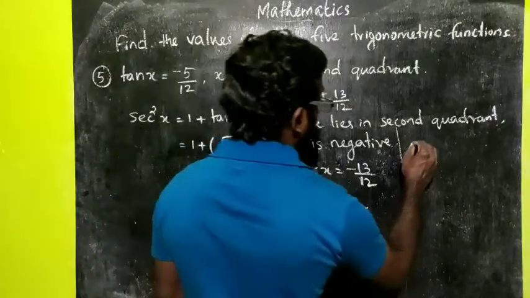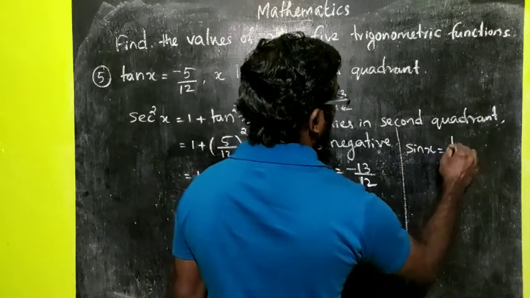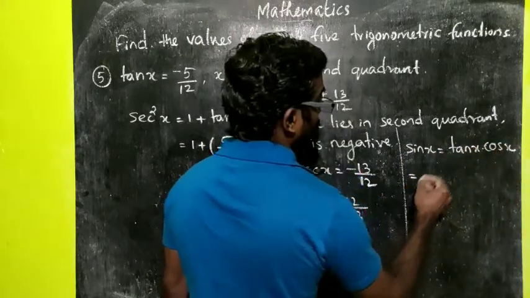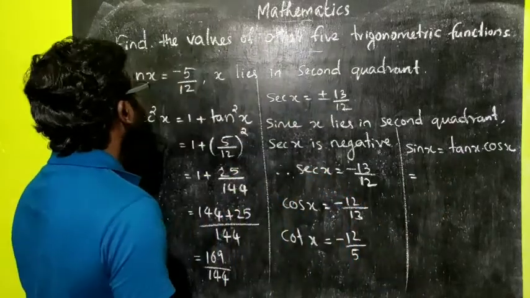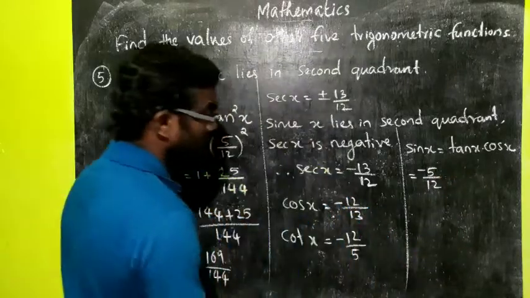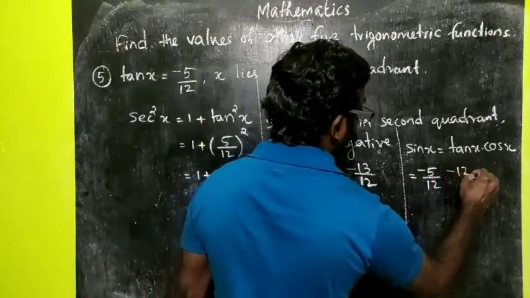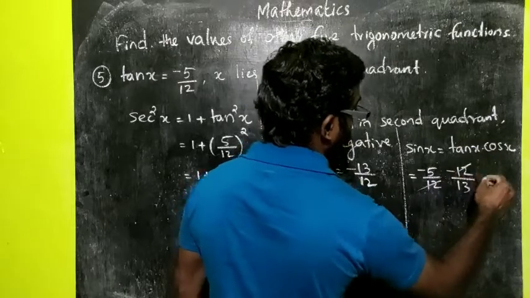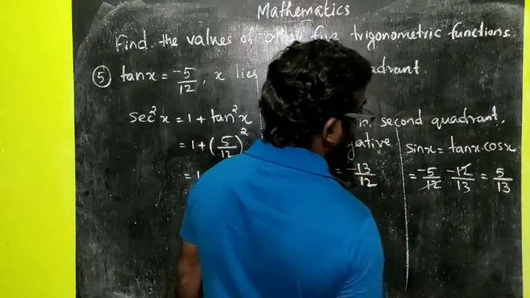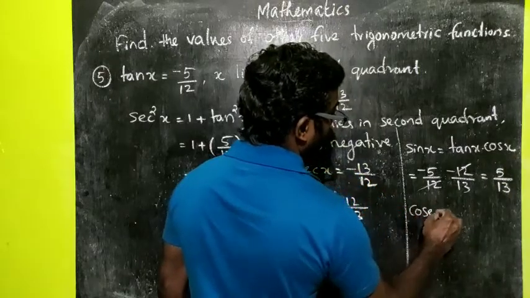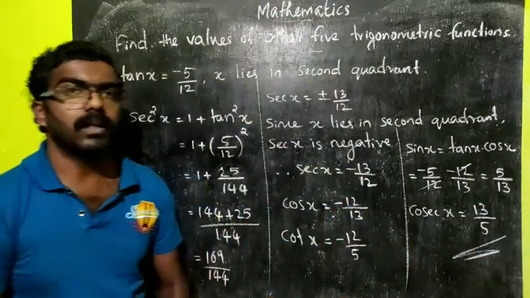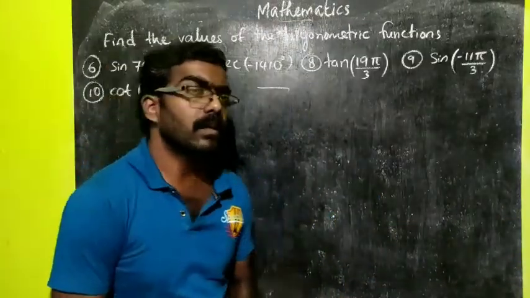Okay, so sin x is equal to tan x into cos x. So tan x, here tan x is what? Minus 5 by 12, and cos x value is minus 12 by 13. 12 and 12 cancel, minus into minus plus, 5 by 13. Then cosec x, cosec is the reciprocal of sine, so 13 by 5. Understood? Now we move on to the next question.